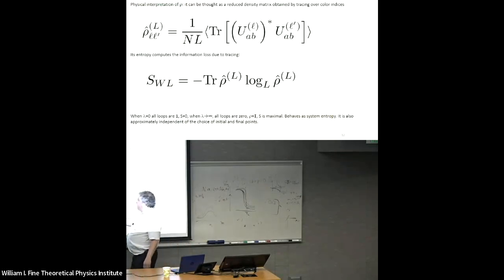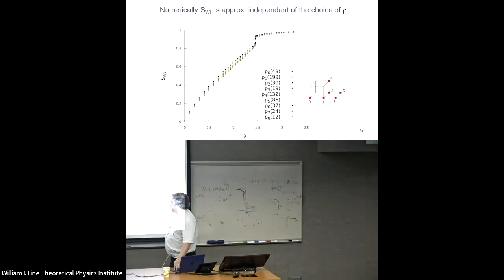So I may be curious what happens if I compute the entropy. And this entropy is the information you lose by taking the trace over the color indices. And so this is an entropy that I can define again purely for the Wilson loops. So if you give me the expectation values, or whatever numbers the Wilson loops are, I can compute this here. So it has some sort of physical interpretation.